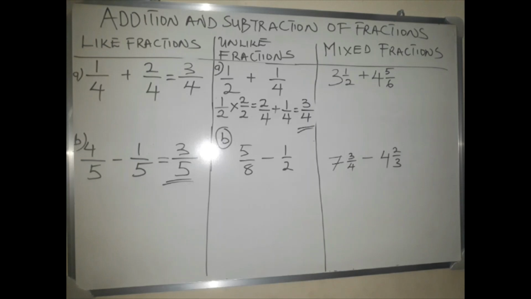Now, let's go to subtraction of unlike fractions. We have 5 over 8 minus 1 over 2.